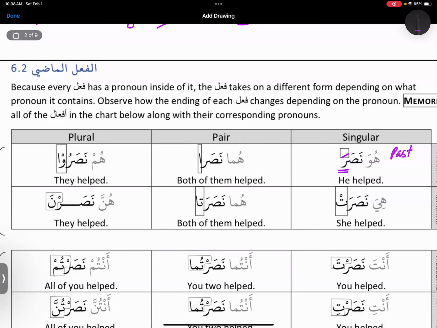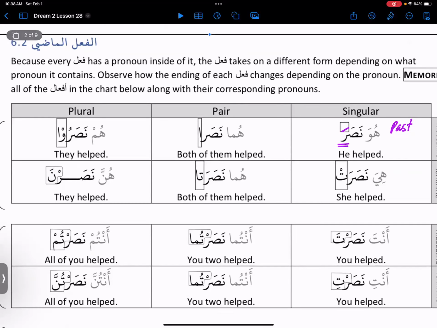Alif of duality. Musanna. Tasniya. This is alif musanna. So this alif is telling me that this is the pair, this is the huma version. So this alif is basically the fa'il over here.